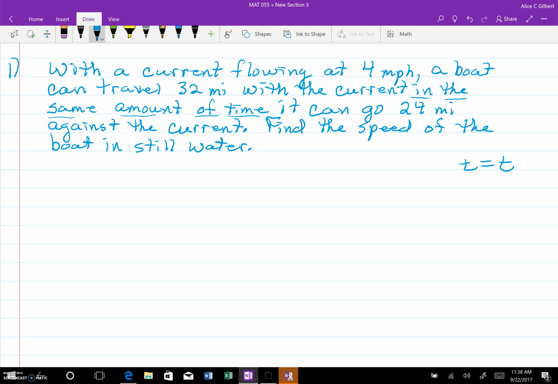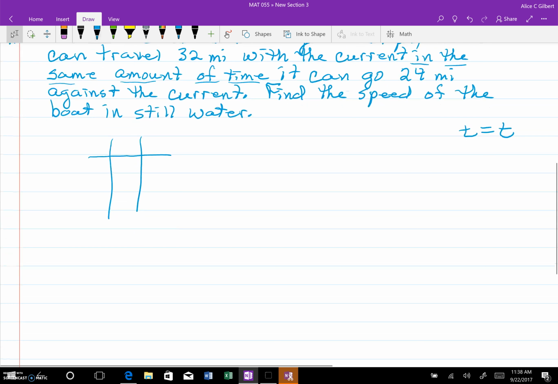Okay? So now we're going to set up our chart. What do we call this? I'll come up with a word in a minute. Anyway, we've got a table. Rate times time equals distance. And this is a boat, so we've got upstream, which is against the current, and downstream, which is with the current.